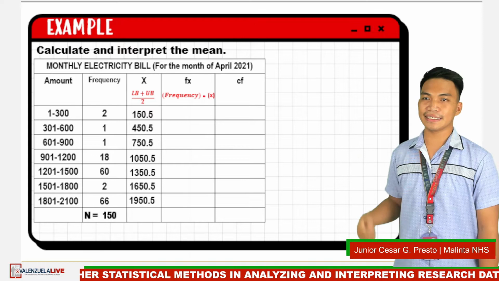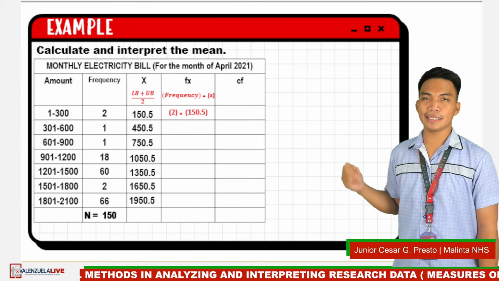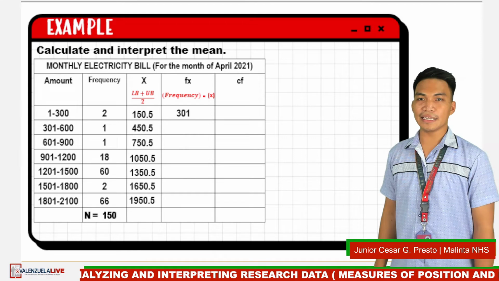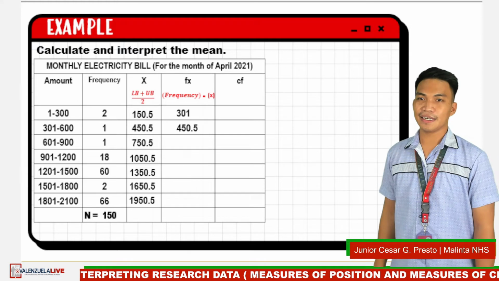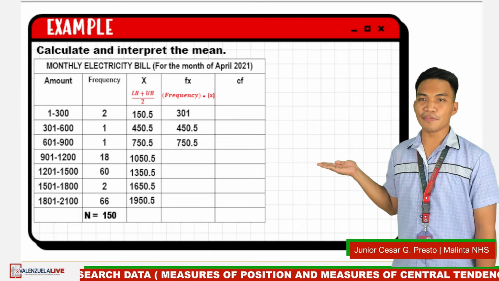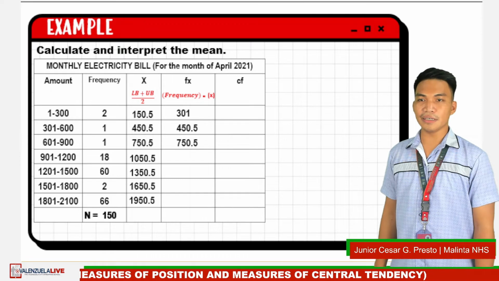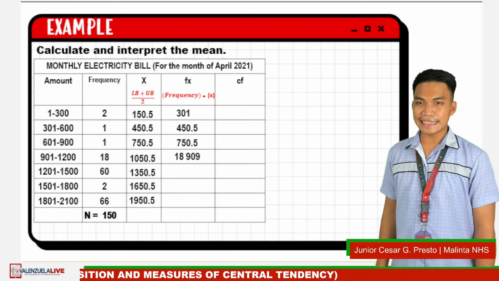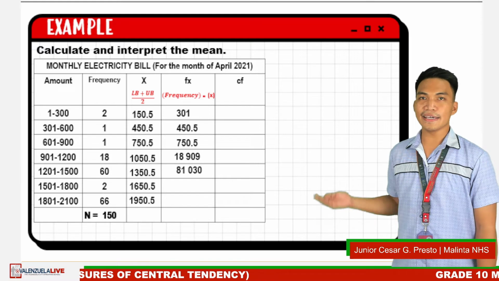This time, let us calculate each data of fx column by simply multiplying each frequency to each corresponding midpoint or class mark. So, 2 times 150.5 equals 301. Next, 1 times 450.5 equals 450.5. 1 times 750.5 equals 750.5. Then, 18 times 1,050.5 equals 18,909. 16 times 1,350.5 equals 81,030.